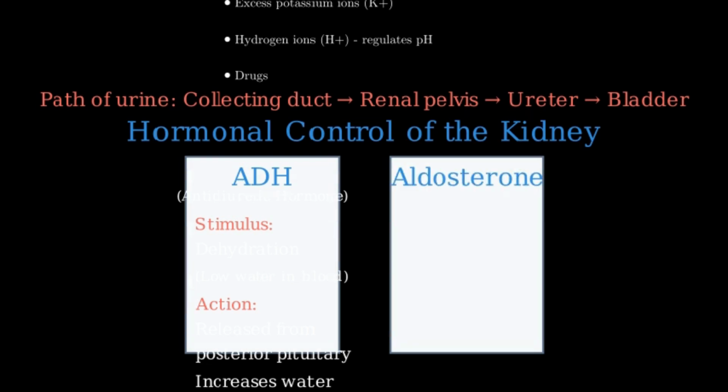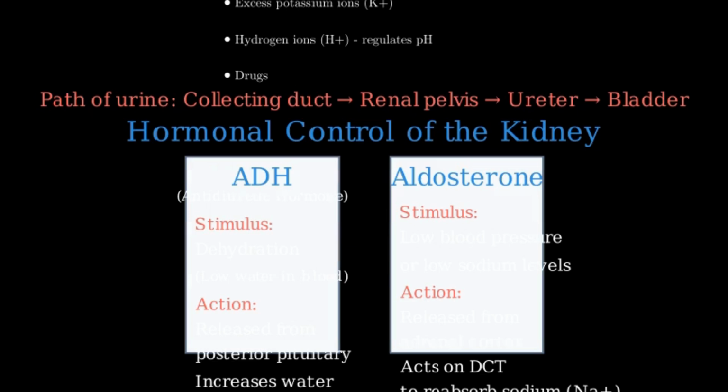Aldosterone. This hormone is all about retaining salt, and therefore water. The stimulus for aldosterone release is low blood pressure or low sodium levels. In response, aldosterone is released from the adrenal cortex and acts on the distal tubule, causing it to actively reabsorb more sodium ions into the blood. The result is that water follows the reabsorbed sodium via osmosis, increasing blood volume and pressure.